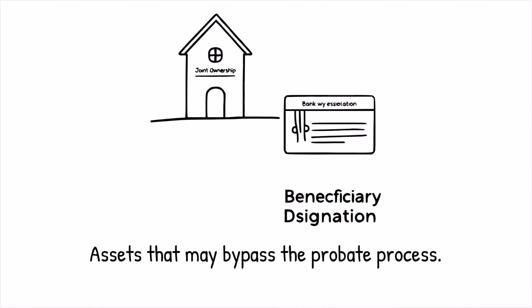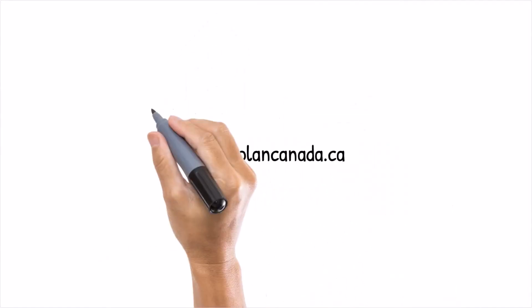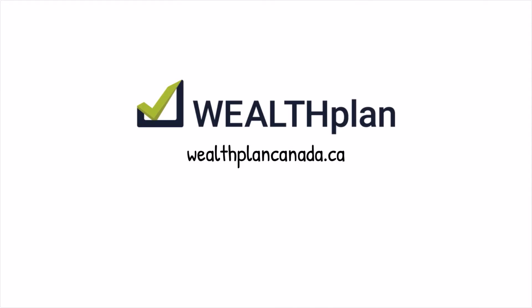Some assets may not actually need to be probated, and those assets would include anything that is held jointly or anything that has a beneficiary designation, like an RRSP.